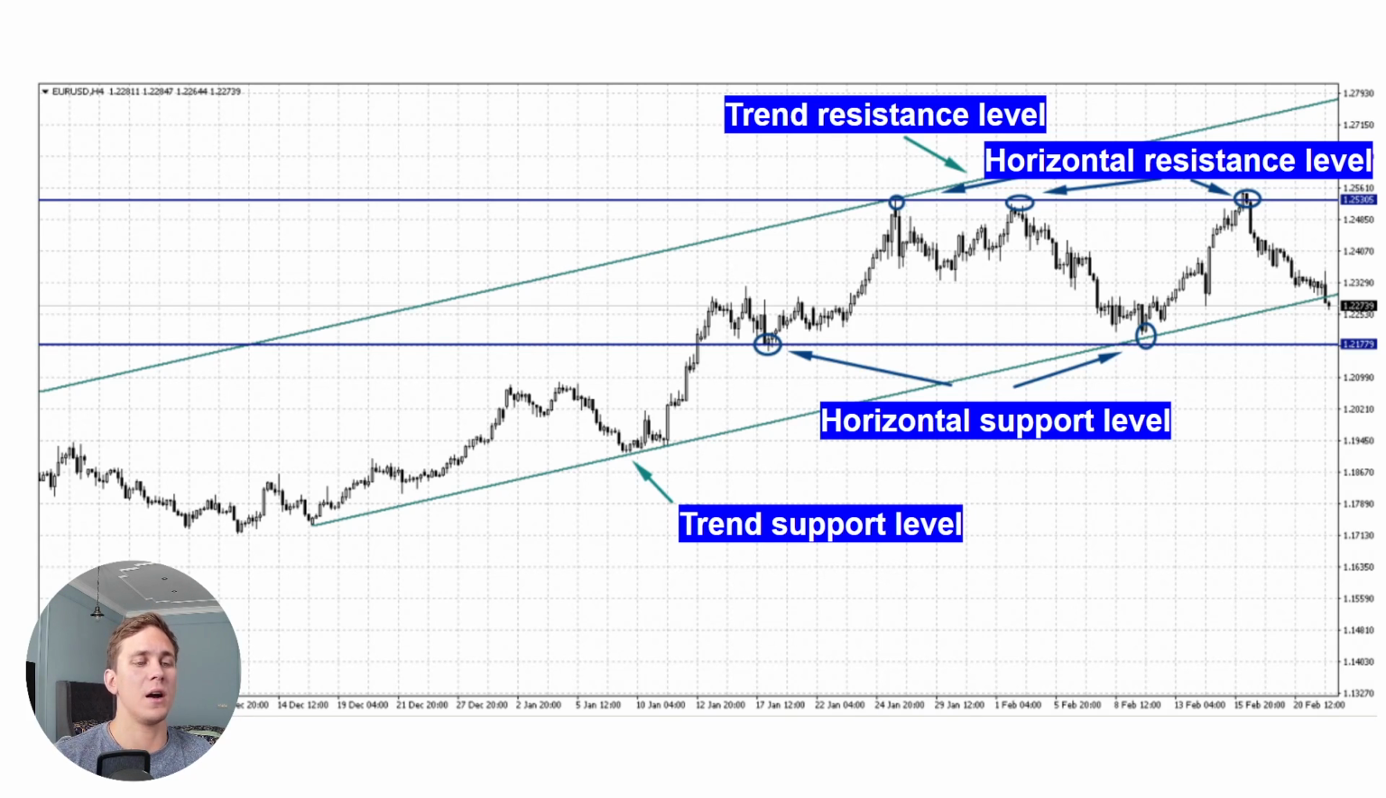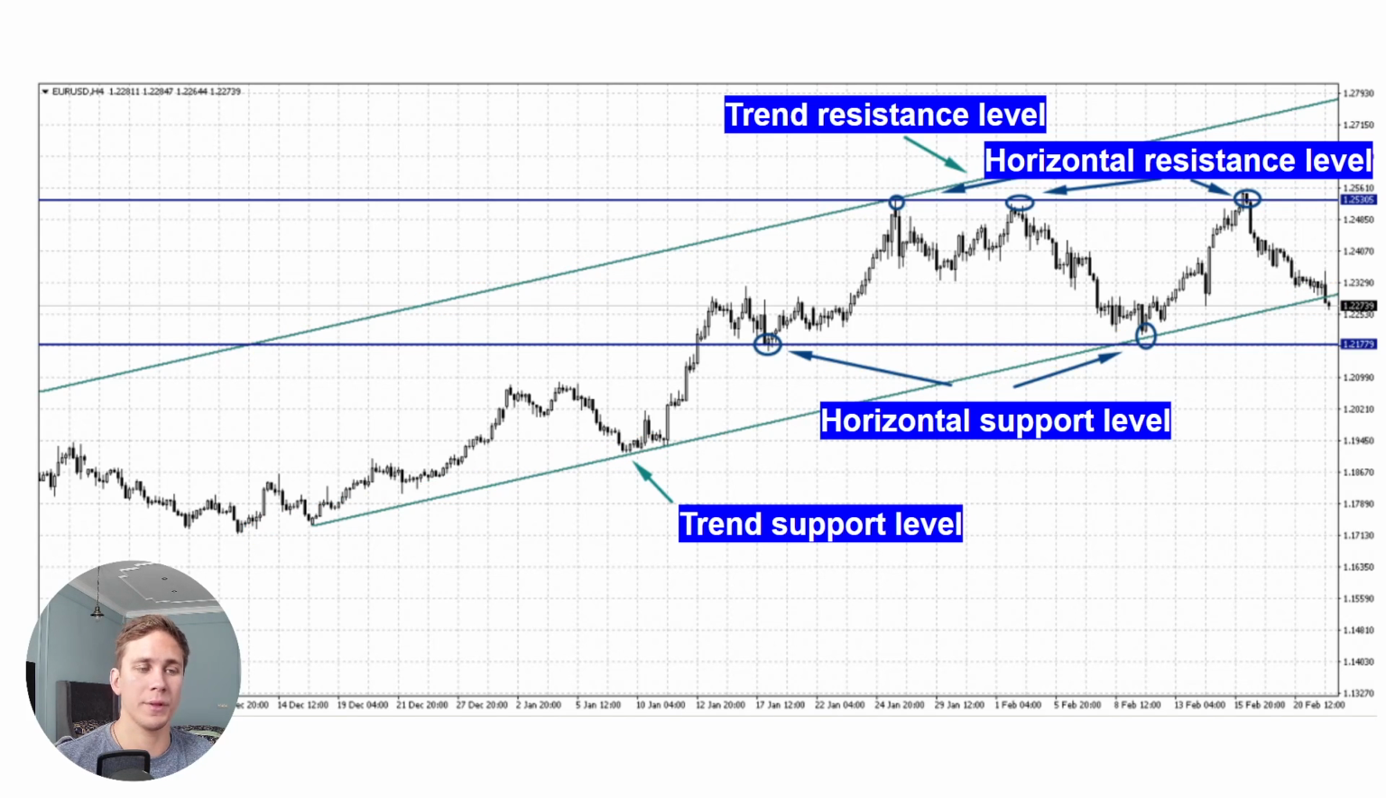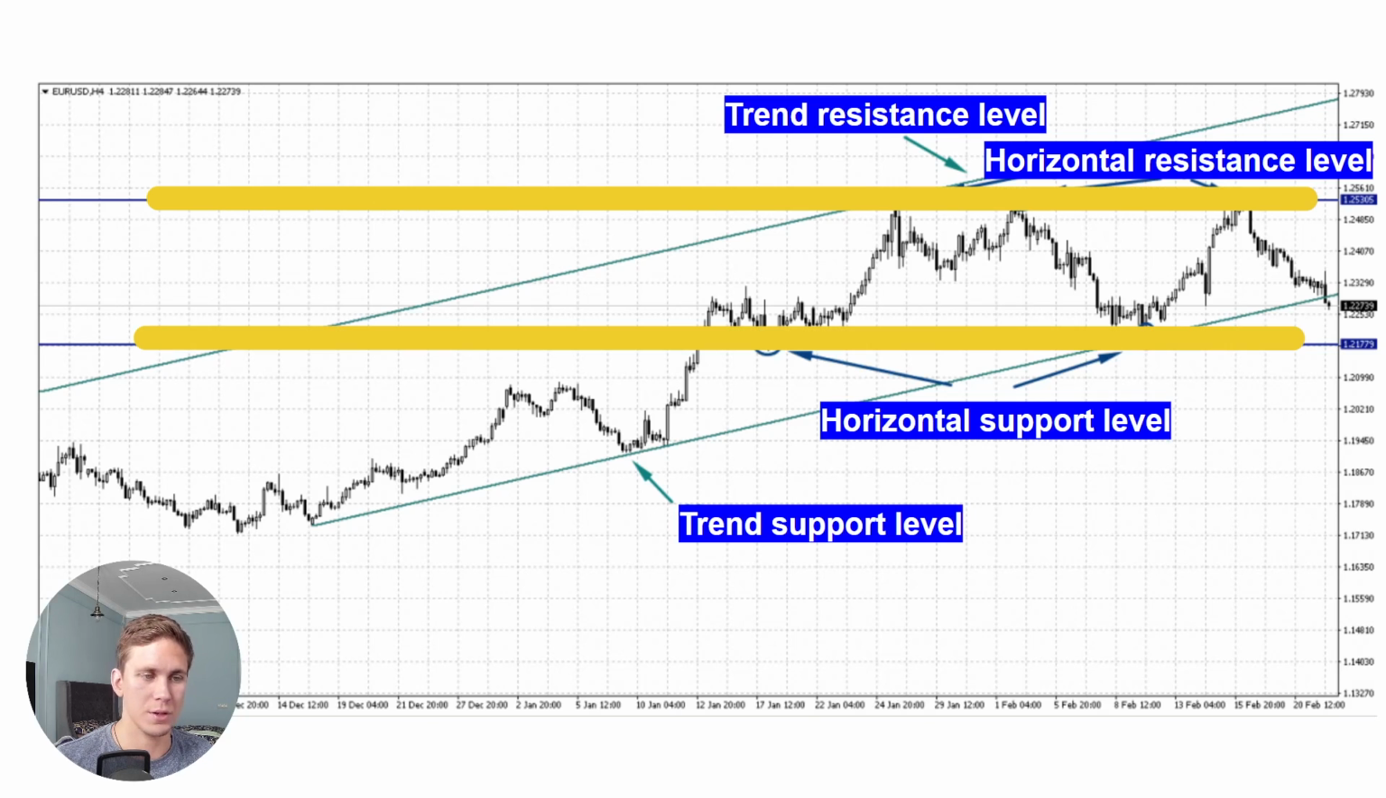First of all, levels are always psychological zones where participants make decisions collectively, as most participants see such levels and give great importance to them. And again, levels are divided into support and resistance. A resistance level resists the price moving higher. A support level supports the price from falling down. There are trend levels that are important, but the most important levels are horizontal ones, as they are much stronger.